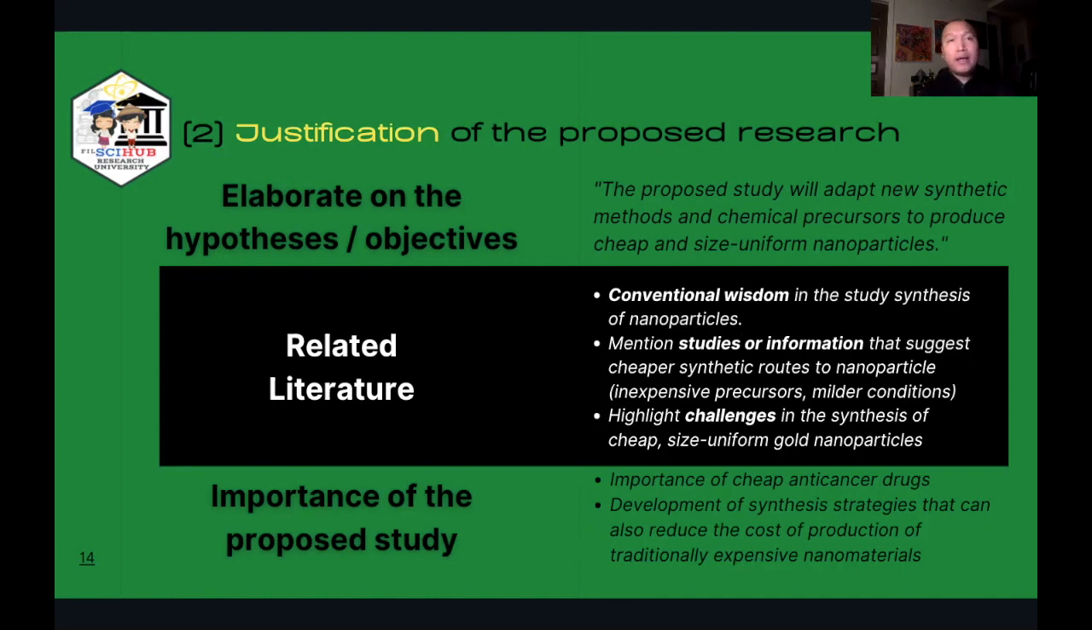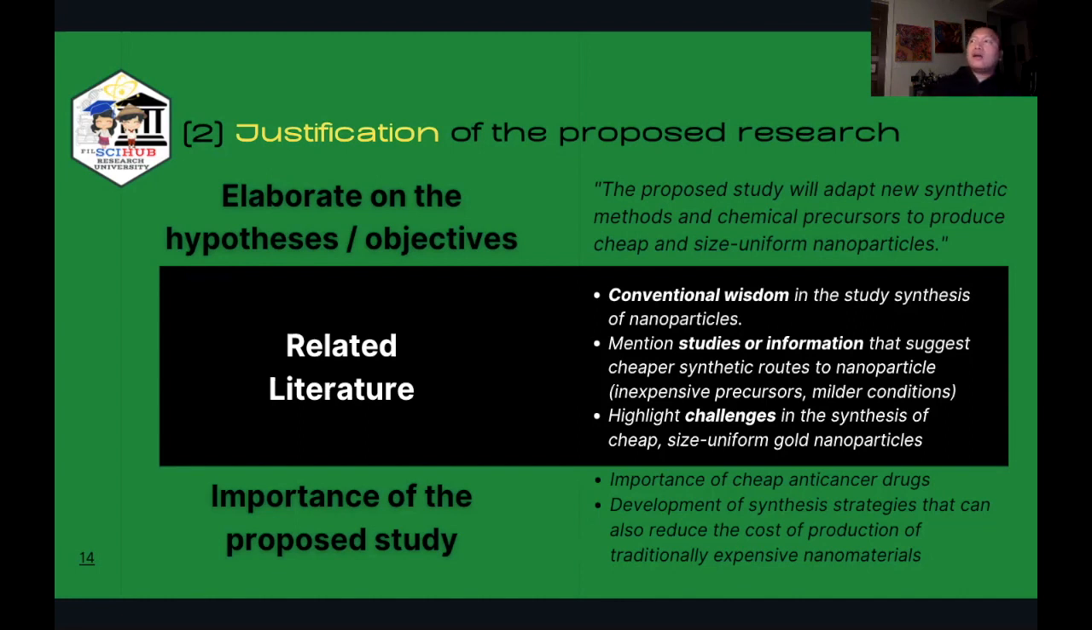And you follow it up by stating what's the conventional wisdom when it comes to the synthesis of nanoparticles. Is it usually expensive? How many studies are there, or how many protocols are there that produce nanoparticles quite cheaply? So you have to be able to provide that information. And then you should also mention or cite studies that suggest that cheaper synthetic routes can be adapted.